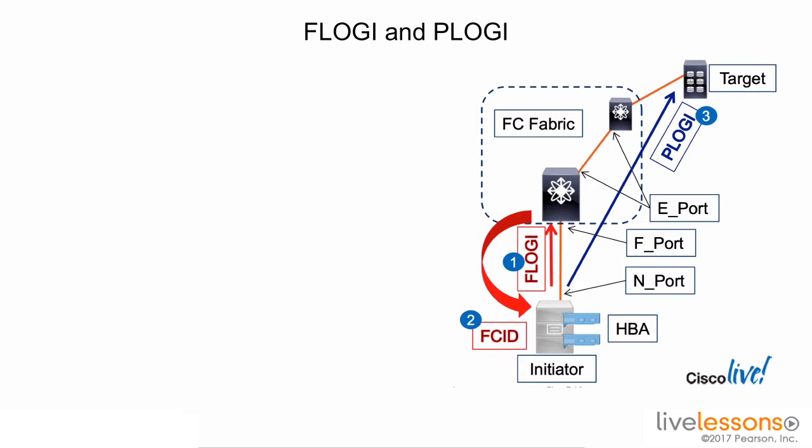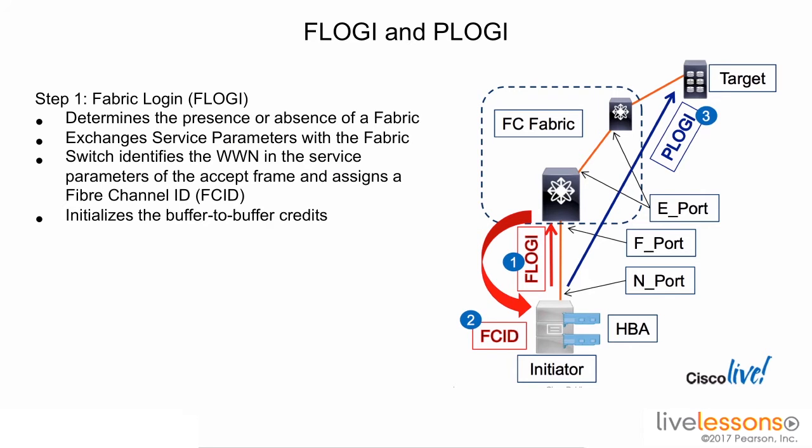Storage area networks are a little bit different than Ethernet networks. It's not the wild, wild west. Devices actually have to log into the fabric in order to use the storage area network. The first step, or the fabric login, sometimes called a FLOGI, determines the presence or the absence of a fabric.